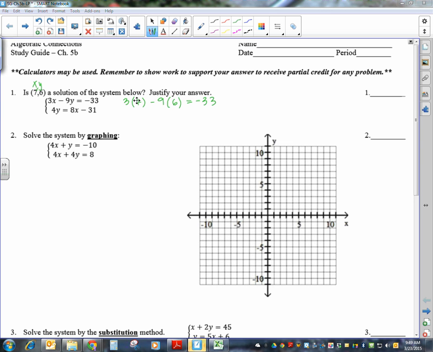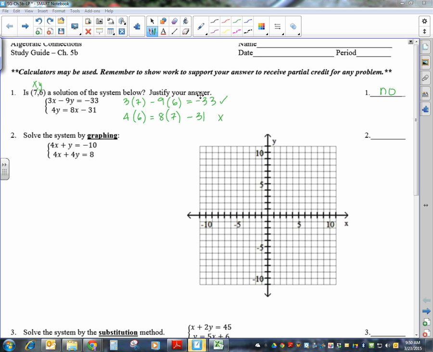Then I'm going to do 4 times my y value, which is 6. Does that equal 8 times my x value of 7 minus 31? So when you plug those in, you will find out that the first one is true, so that one works out, but the second one is false. And they have to both work for you to say that it is a solution. As I said, this is negative 33 equals negative 33. This is 24, and 24 doesn't equal 56 minus 31. So the answer to this is, a solution, no.